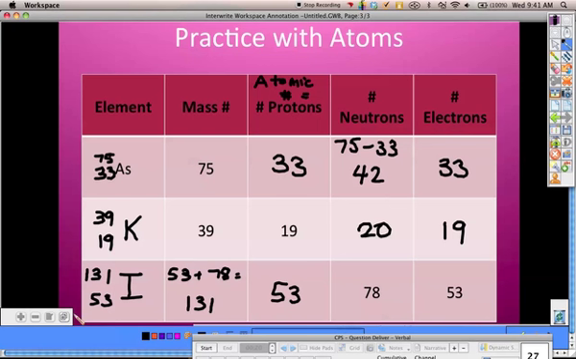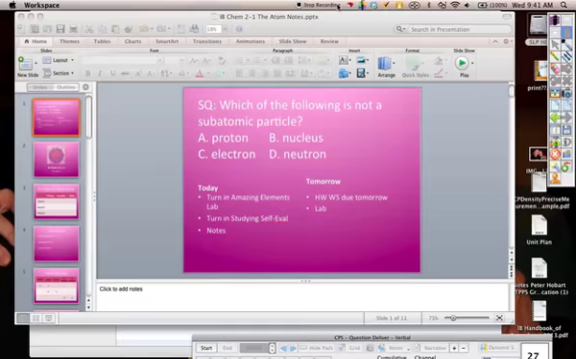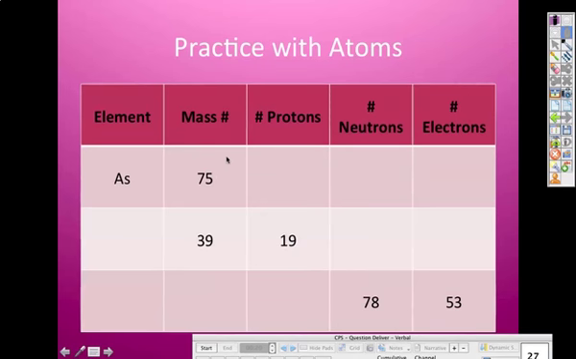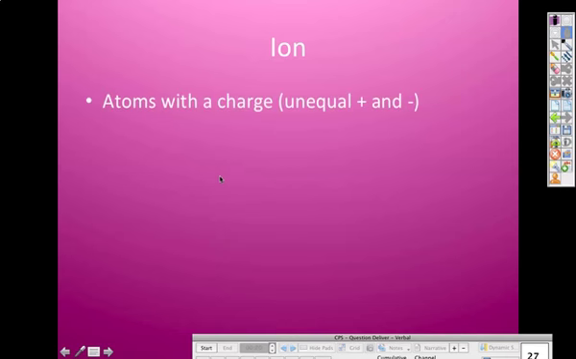Okay. What other questions before we move on to ions? Yes, but you're going to be given more information with the next slide. Good question. Okay, so let's take a look at ions now. Ions are atoms with a charge because we have an unequal number of protons and electrons.